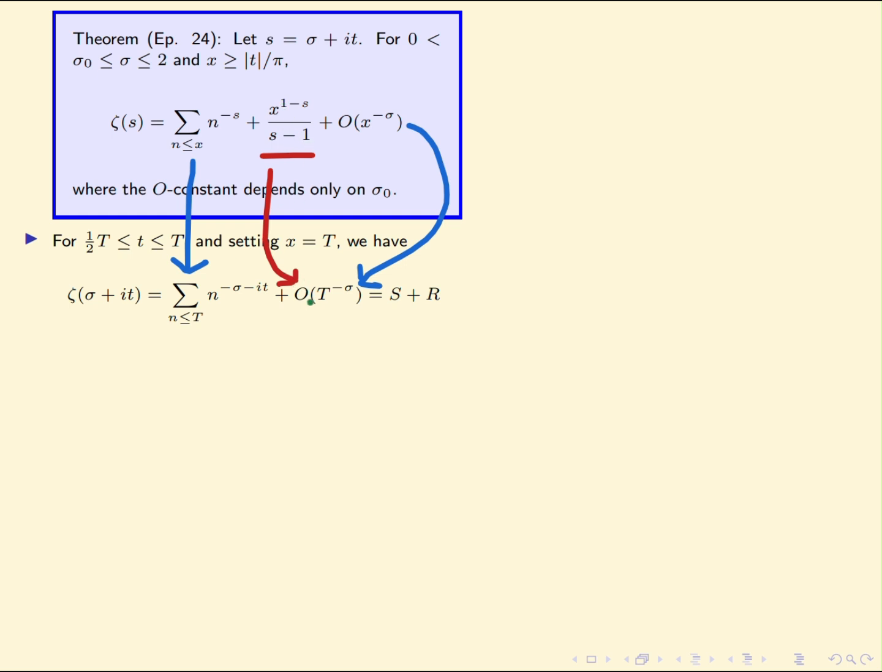Remember, in the big O, we don't care about the coefficient in the front, the 1/2. So we just get a t to the 1 on the numerator and a t to the 1 on the denominator. So you can cancel out this 1 here and the s term in the denominator. Then you're left with x to the minus s, and that's just minus sigma minus it. But again, in a big O, we don't care about the it part, we just care about the sigma part. So this becomes x to the minus sigma, and since x equals t, that's t to the minus sigma. Okay, so it's maybe a little bit confusing, but hopefully that makes sense. So these two terms together give you O of t to the minus sigma.